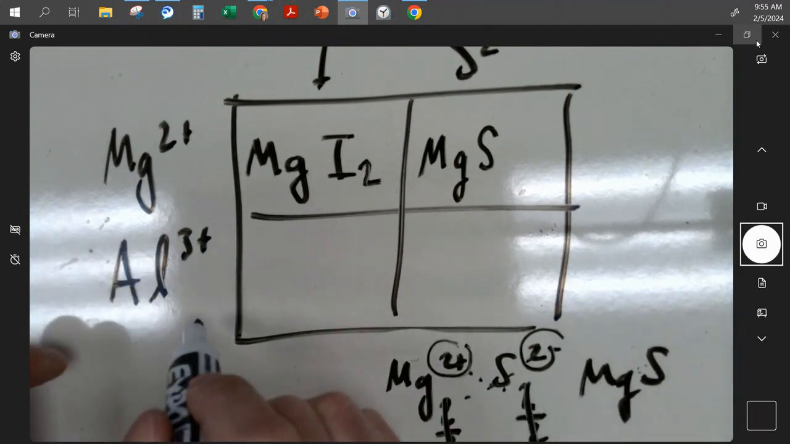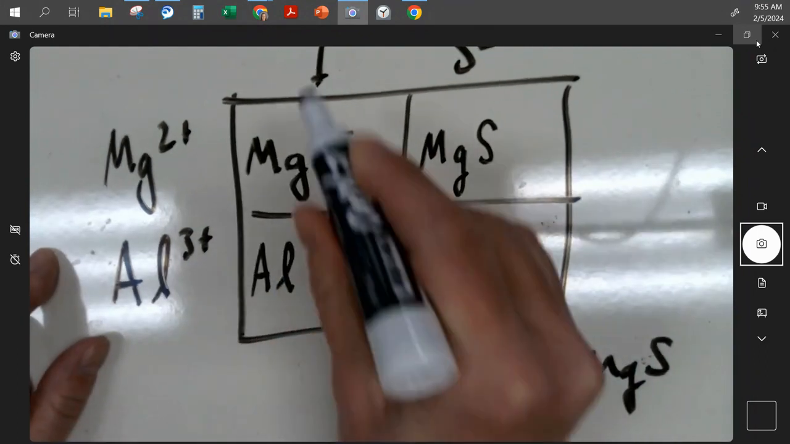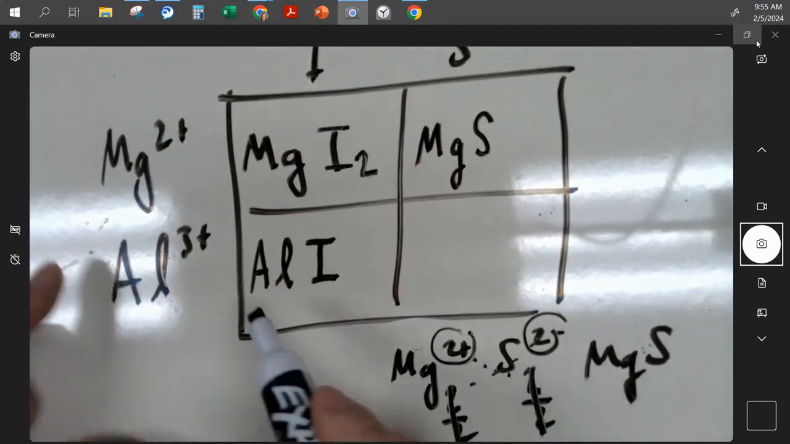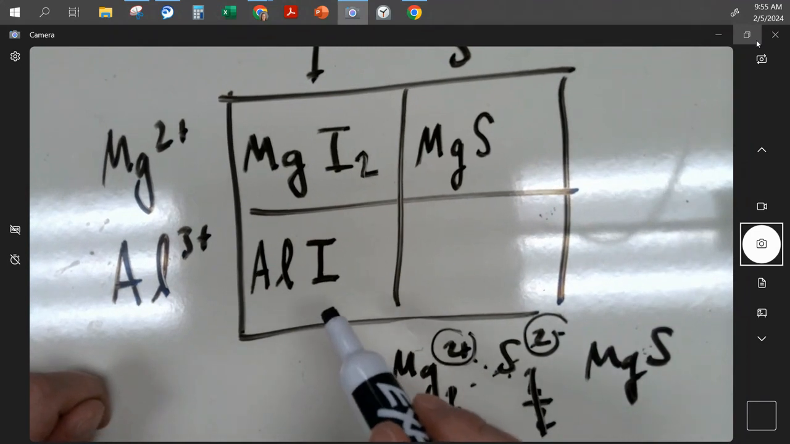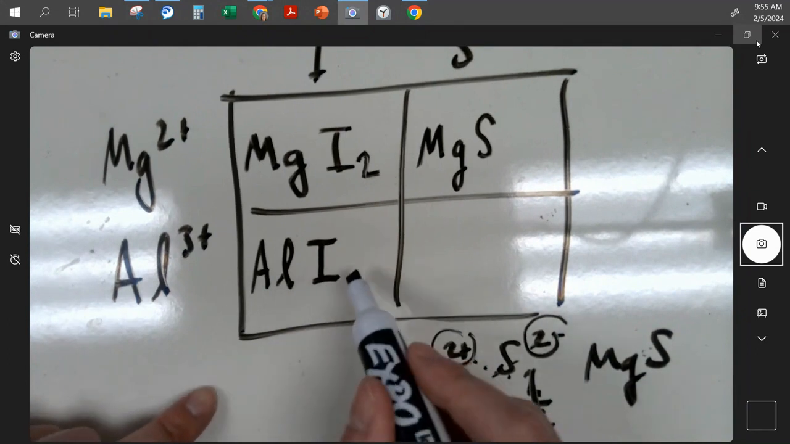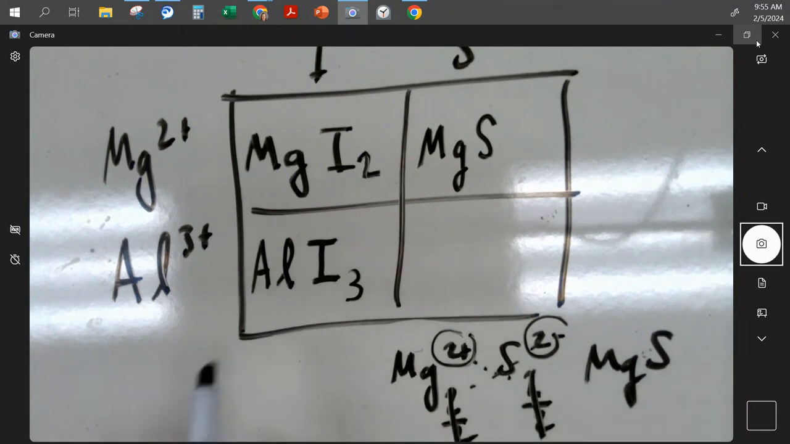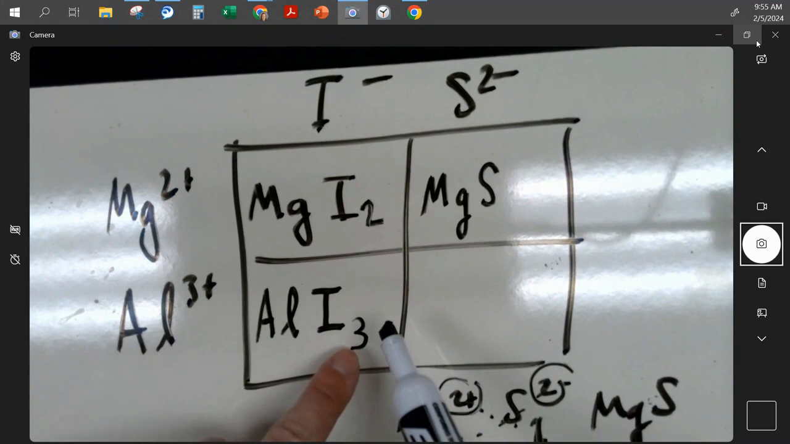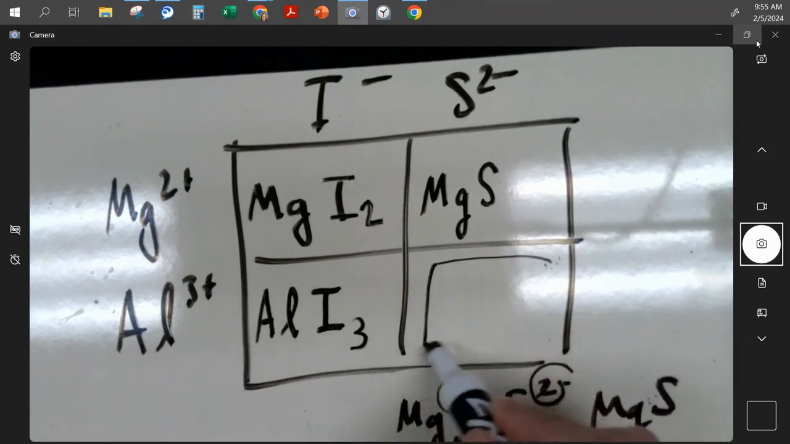Then I'm going to go down to the next cation, aluminum. Aluminum goes first, and then iodine goes second. What would my subscripts be here? That's just one aluminum, and then 3 iodines. Do you guys see that? The iodine has a 1- charge. The aluminum has a 3+ charge. So I'm going to need 3 minus charges to balance the one 3+ charge. And then the last thing, what will go in this box?